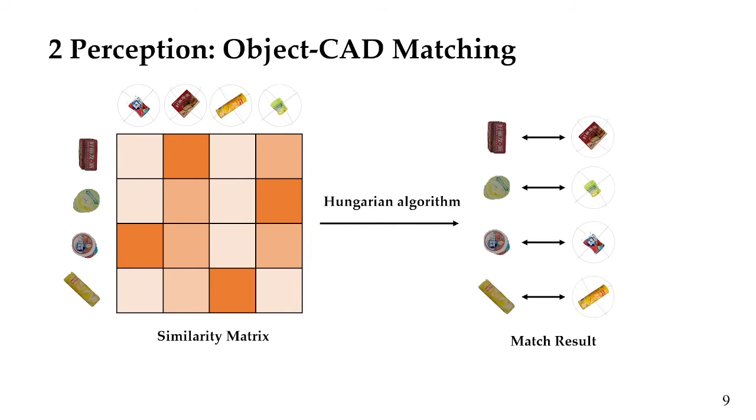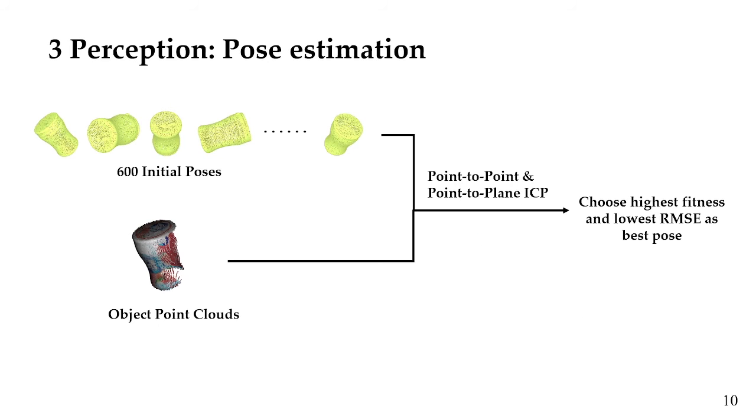We do pose estimation using the cropped scene point cloud and the 3D model. We initialize 600 evenly distributed poses and then use point-to-point and point-to-plane ICP. We choose the result with the highest fitness and the lowest RMSE as the final pose.